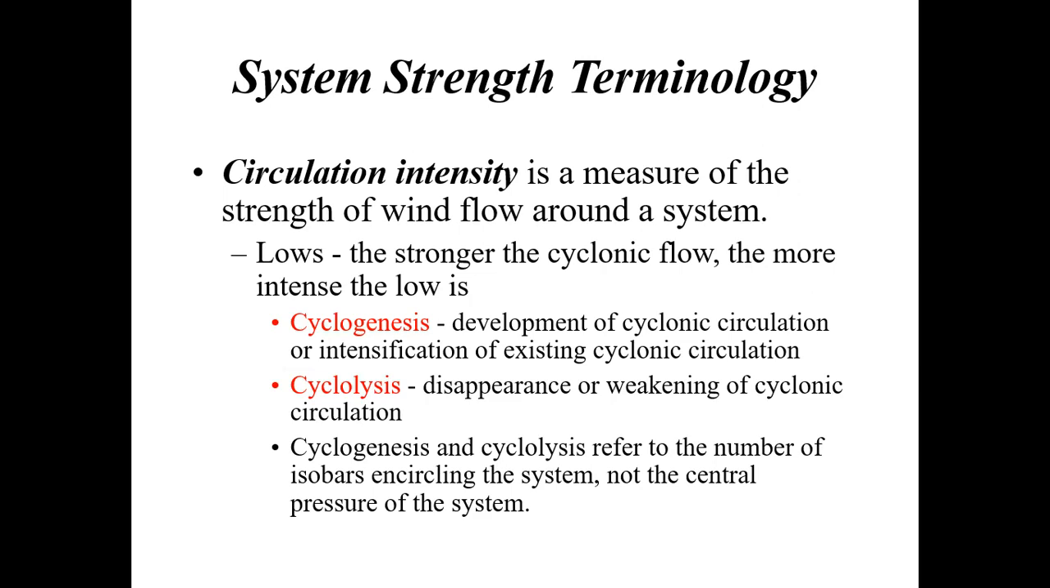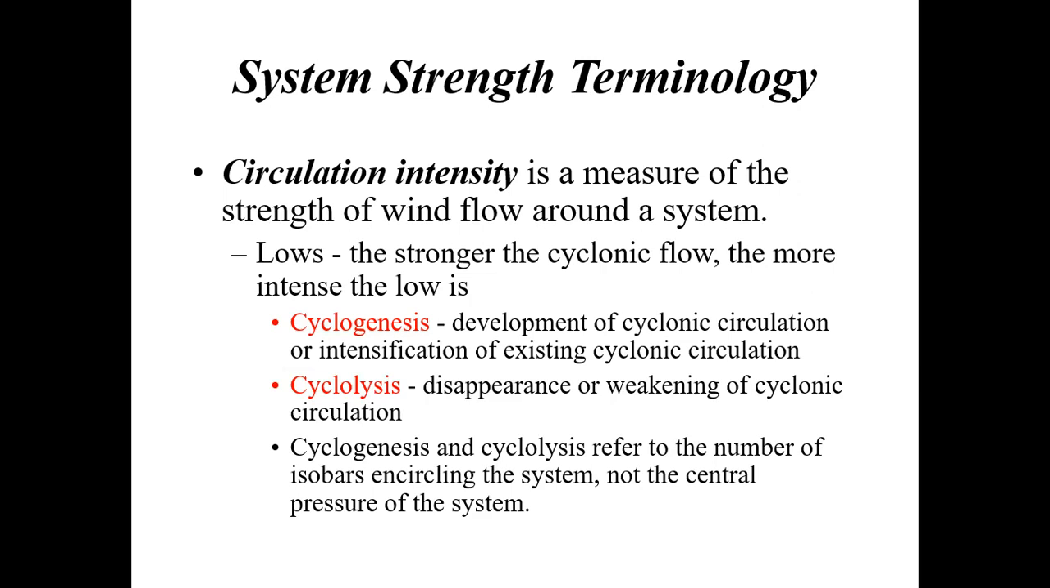When we have low pressure systems that are just developing, perhaps intensifying, you'll hear a meteorologist use the word cyclogenesis. Now, cyclogenesis and cyclolysis refer to the number of isobars. From past training, iso literally means equal, and bars means lines. Equal lines of barometric pressure, isobars. And they encircle each of these pressure systems, whether it be a low or a high pressure system, not the central pressure of the system, but they encircle the low itself. So cyclogenesis and cyclolysis refer to the number of isobars encircling the system.